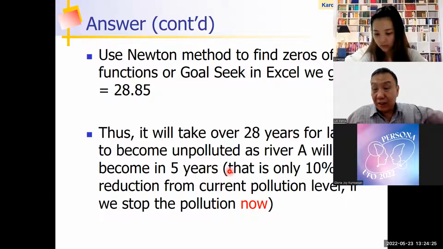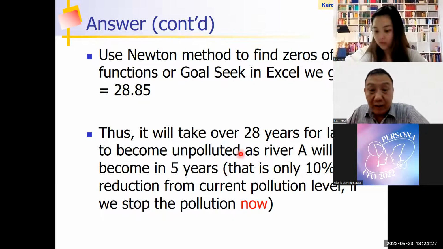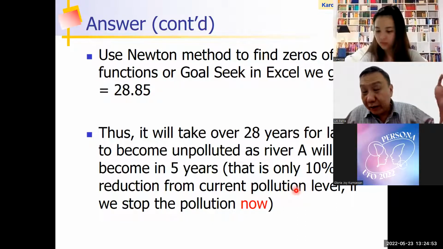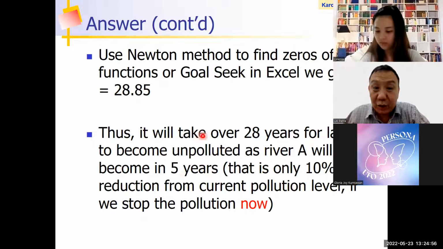That means yes, the river will become only 10% of the current pollution level in 5 years, but the lake, because it accumulates also from the river, will take 28 years to become unpolluted like the river. So this is how the mixing problem works. Even if we reduce the current pollution level now, it will take 28 years to clean up the lake.